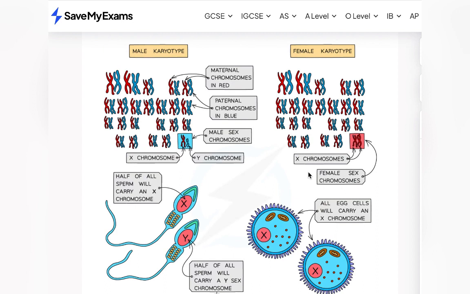Is that okay? So if you look at this, these are the maternal chromosomes in red. I said maternal chromosomes. The red ones are the maternal chromosomes. That means the ones from the mother.